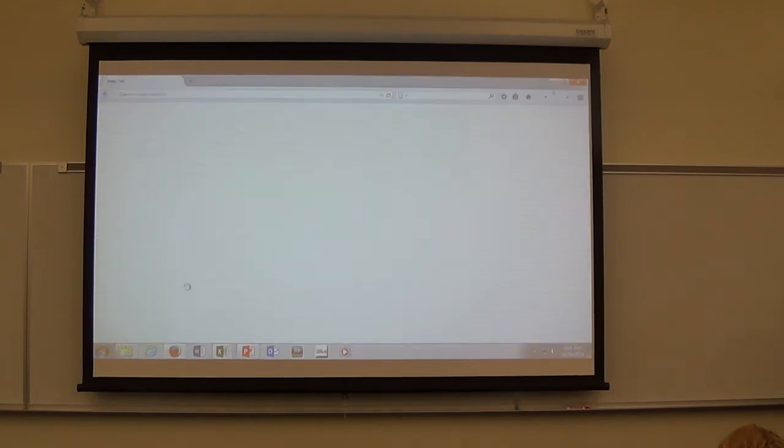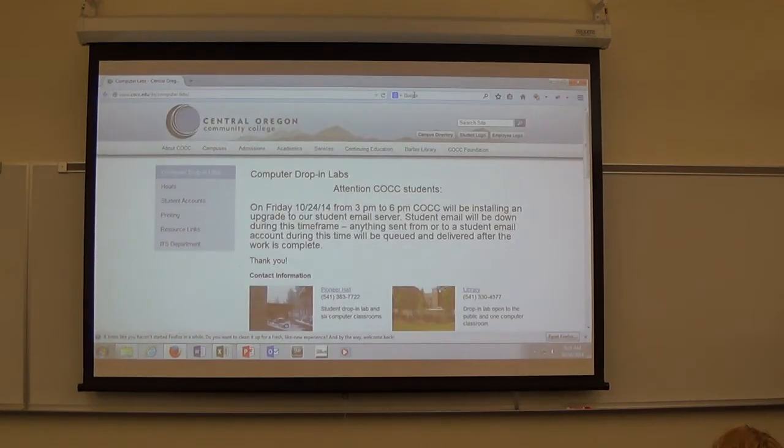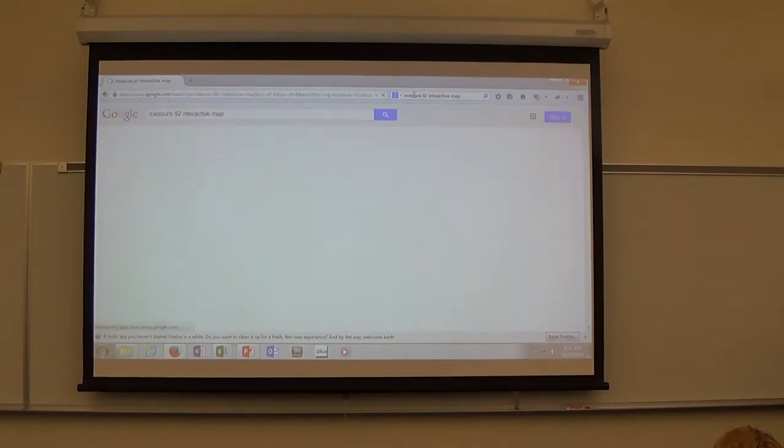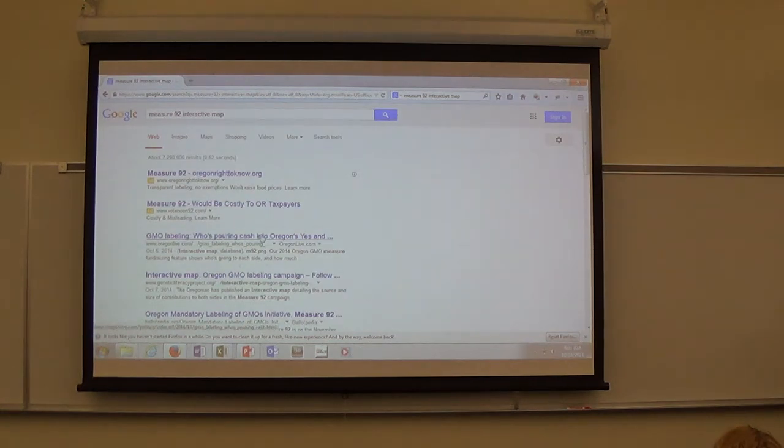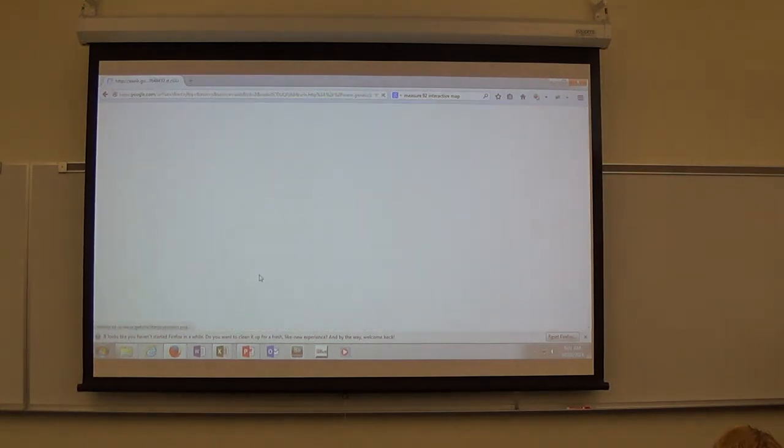Let me find the map for you guys real quick. I didn't realize the map was interactive. Measure 92 interactive map. Let's see who's pouring in money. Here it is. I think this is it.